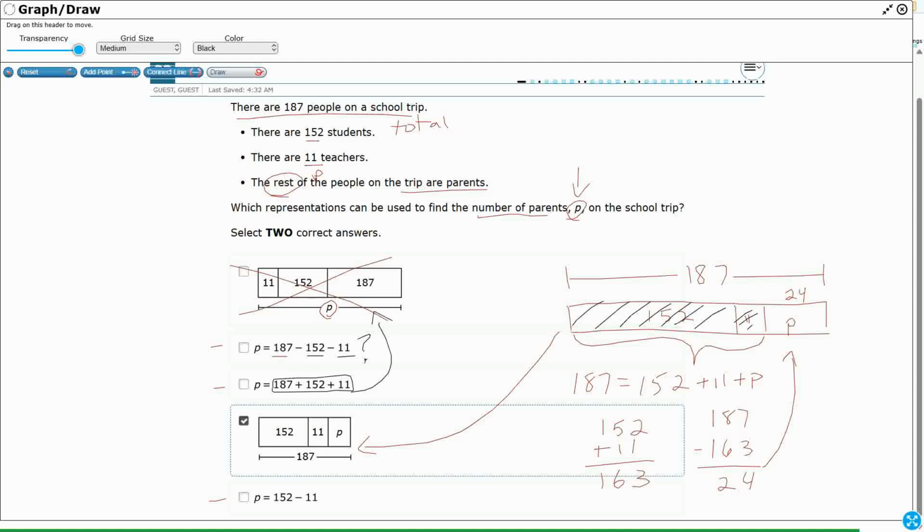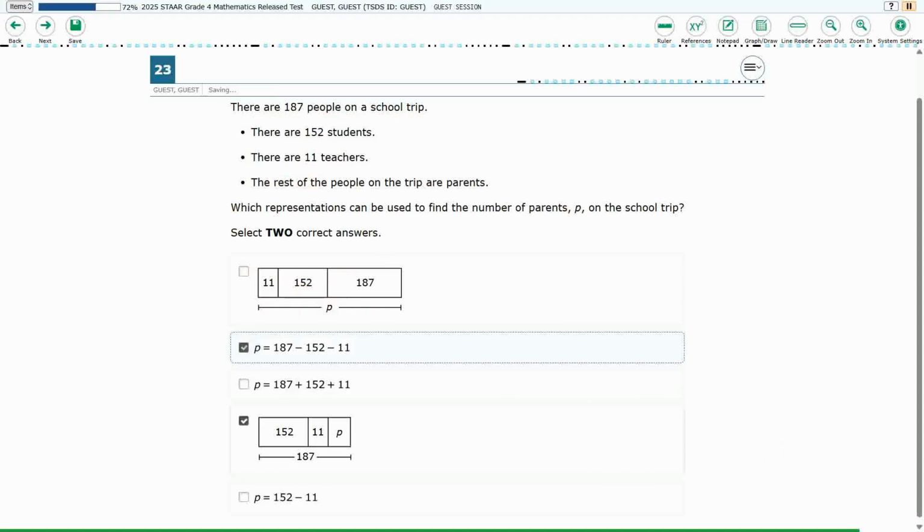And that's going to get you a ginormous number. You don't include the total in there when you're adding, because then you're going to be greater than the total. And this is simply the 152 minus the 11, but that's the difference between those two. I need to find out how much from the total it is. So it is going to be that second option and that fourth option. Those are our two answers.